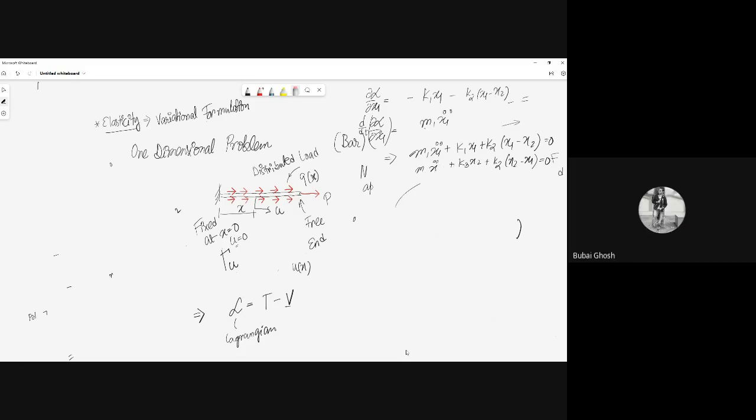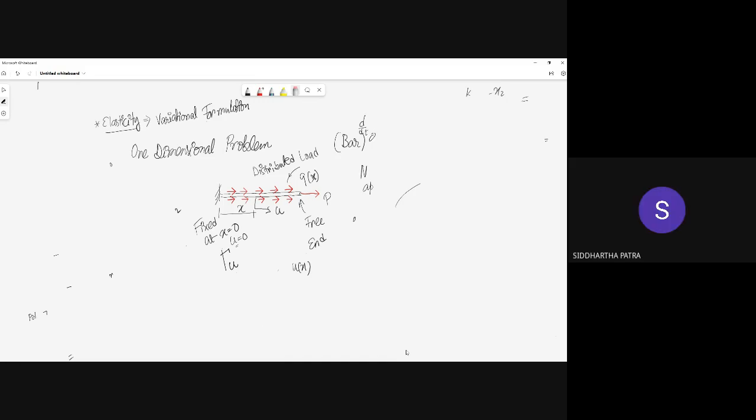Sir, can we use Newton's formula in this problem to find out the u of x? Of course we can, but that's not the point. We are here not to find the differential equation and solve it.